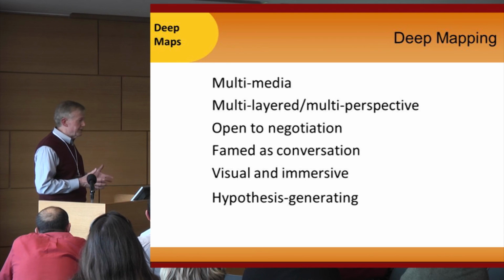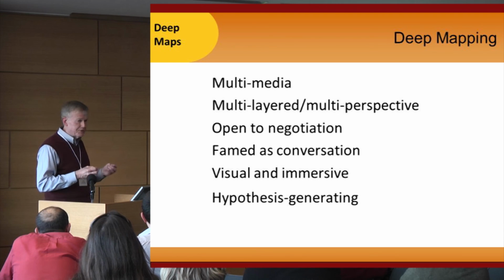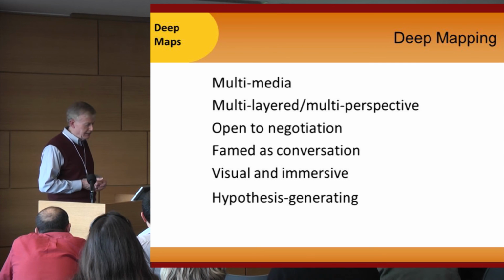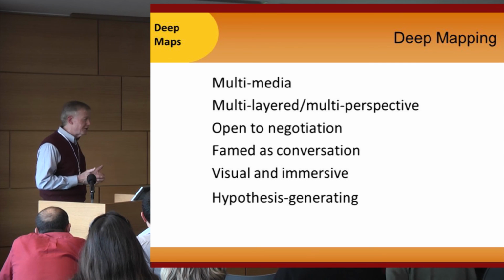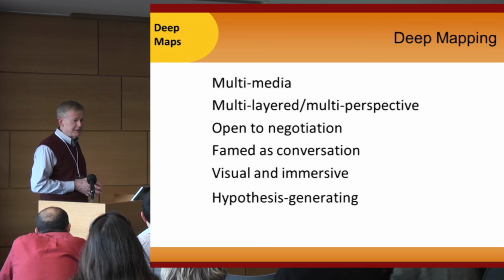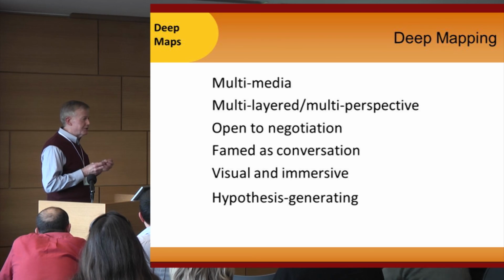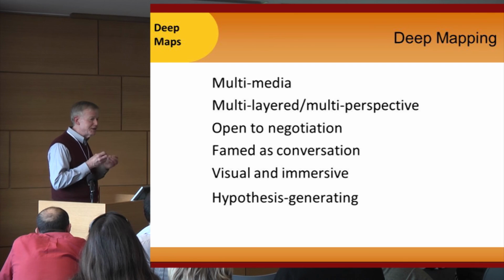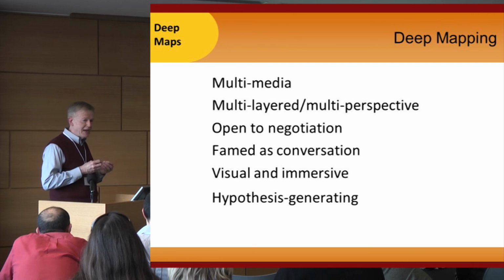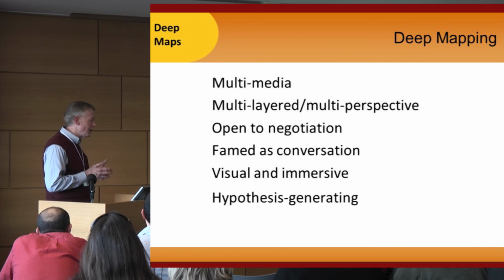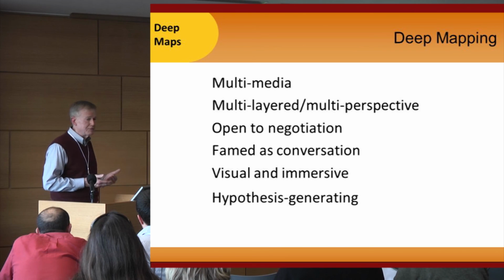It embodies, in its very essence, multiple perspectives. And it is open to negotiation. In this sense, it's a very postmodern device. That is, the design of the deep map is to create ambiguity and complexity. It's designed to prompt questions, to allow us to build hypotheses. It's not designed to settle arguments. In fact, in some ways, it is designed to be subversive of certainty.